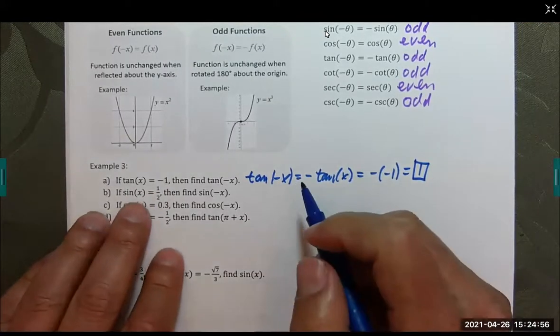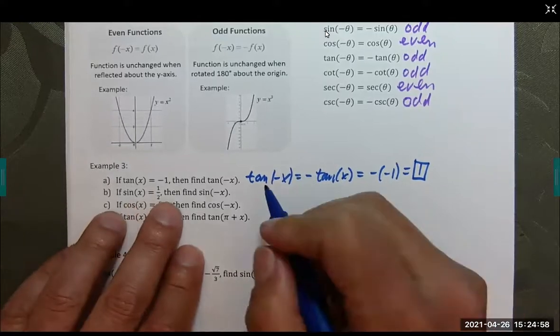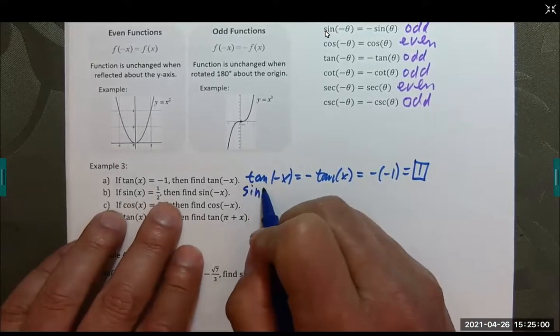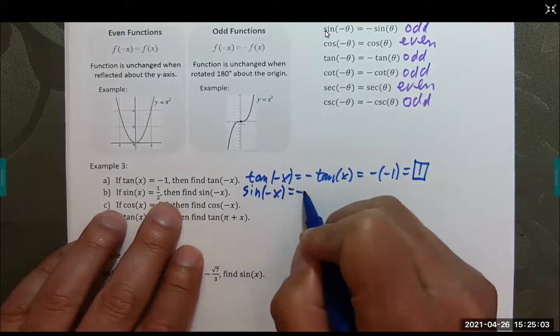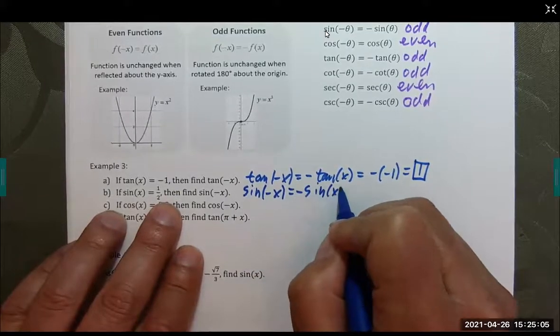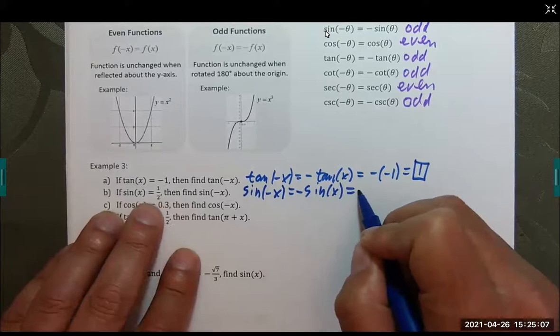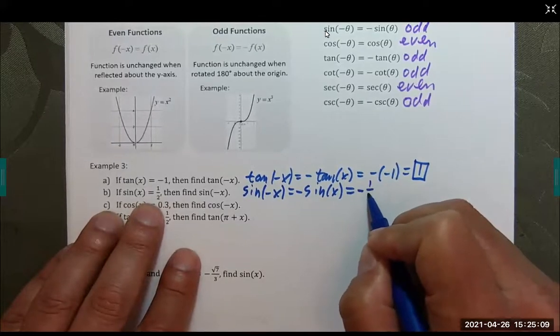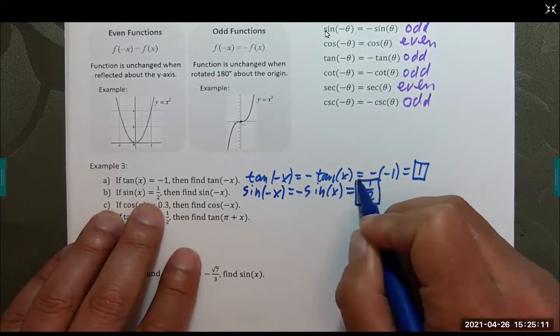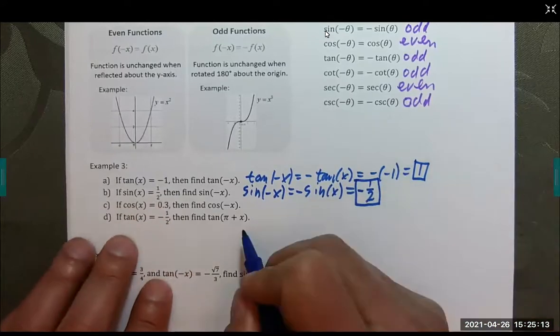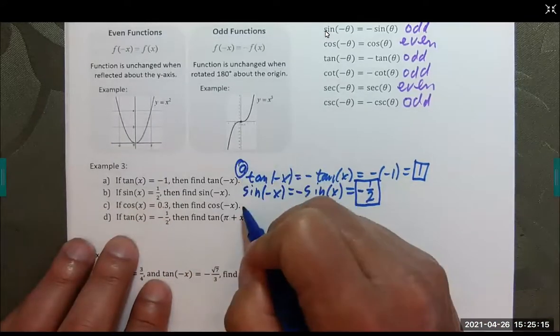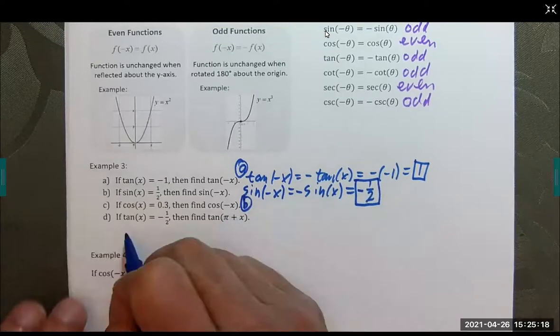Sine of x is positive 1/2. Sine of negative x is negative sine x. And sine x is 1/2, so this becomes -1/2. And this is B. We'll do C over here.